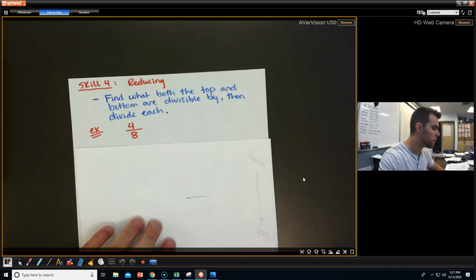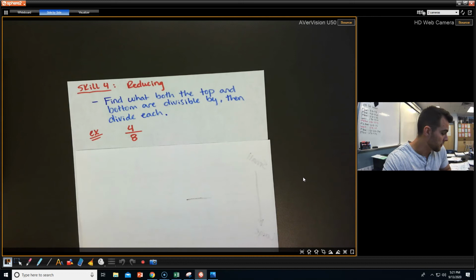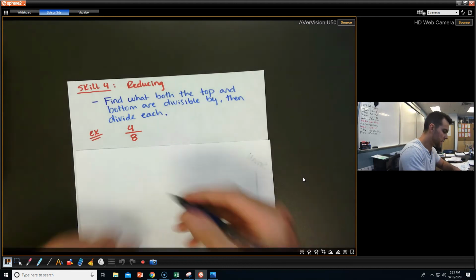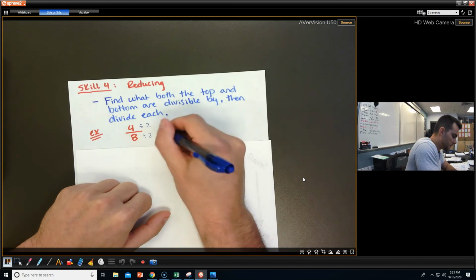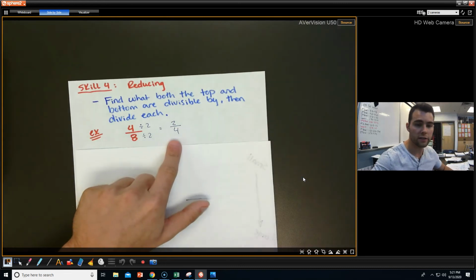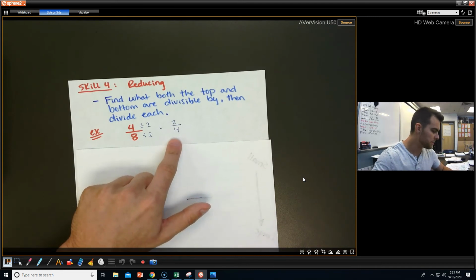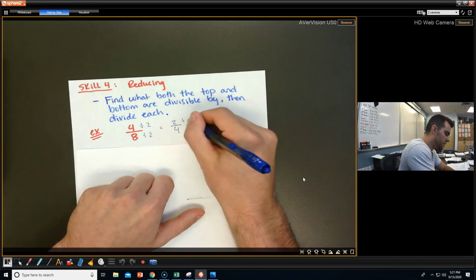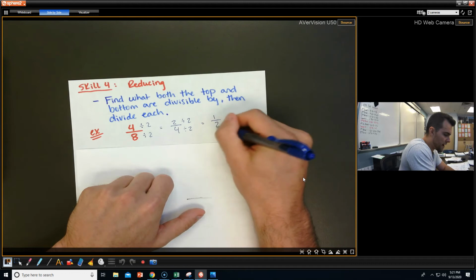So for example, 4/8. What are 4 and 8 divisible by anything? Well, they are divisible by things. They're divisible by 2. So since I know they're divisible by 2, I'm going to divide the top and the bottom by 2, and I get 2/4. But looking at 2/4, is it still divisible by 2? Absolutely. I can still divide the top and the bottom by 2. No problem. I'll end up getting 1/2.